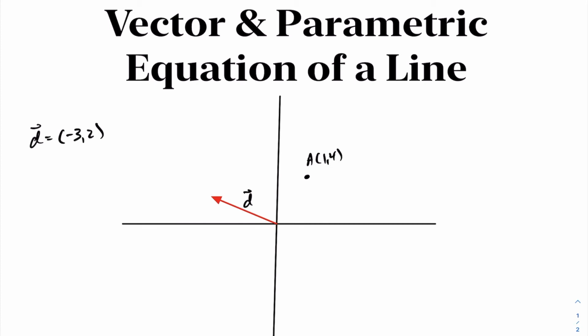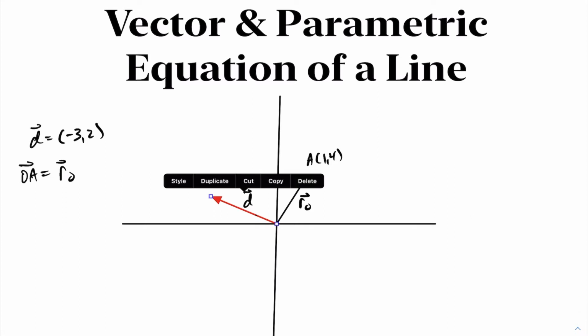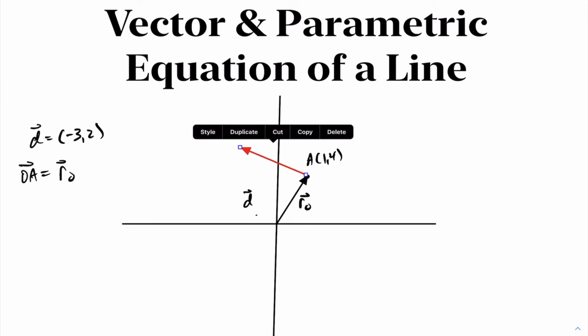Now, as we know, we can't add a point and a direction vector together, so what we're going to do here is create the vector OA, and we'll label that as R0. So now we have a second vector here, going from the origin to point A, and I will label that as R0. Now, like we were talking about, we want to create a vector equation of a line. So I'm going to take my direction vector here, and again, you can think of your direction vector as your slope. As I move this direction vector to the tip of vector R0, we now can sum these two vectors.